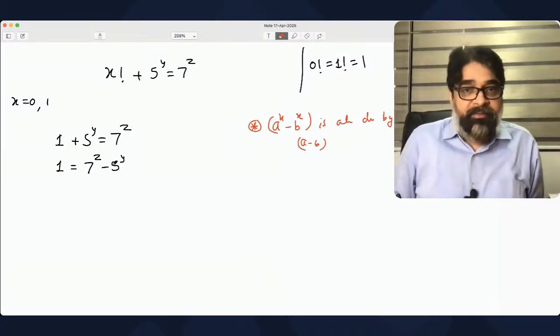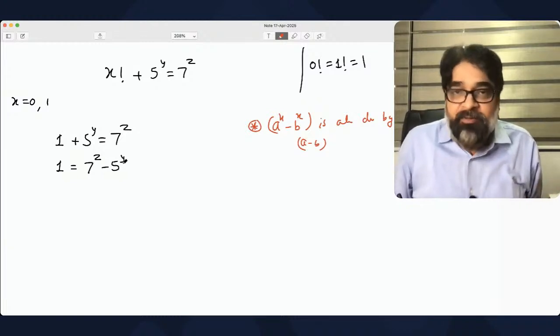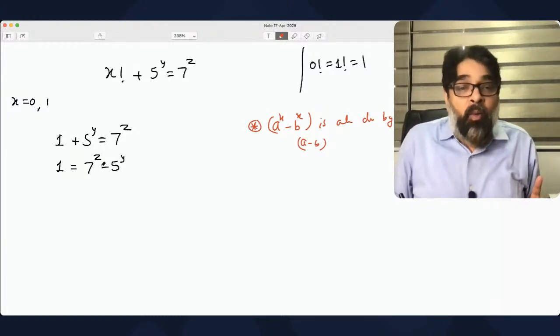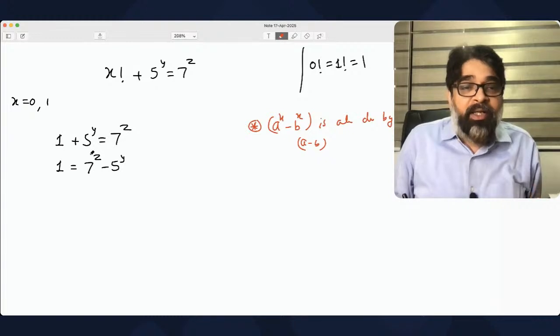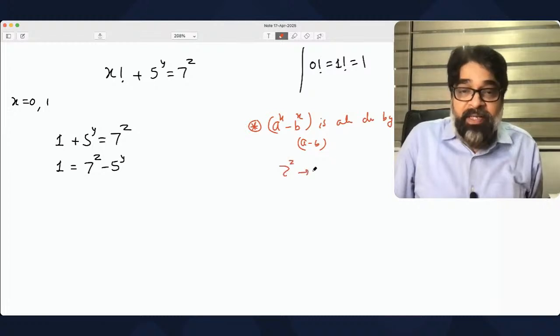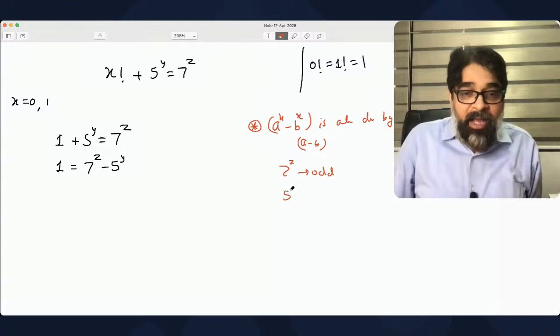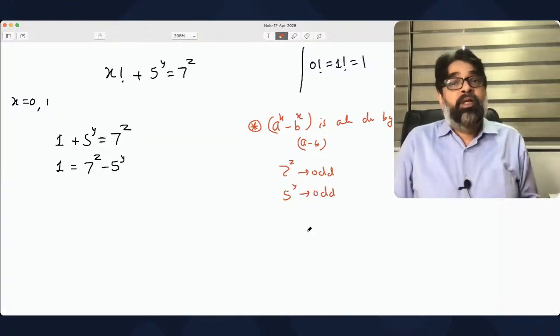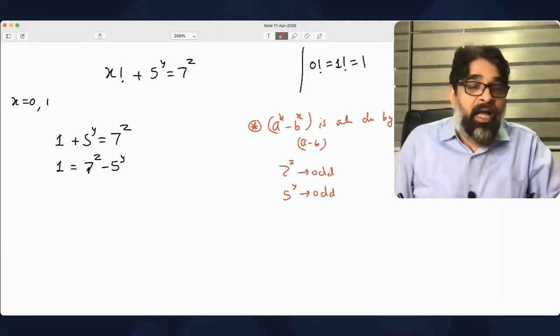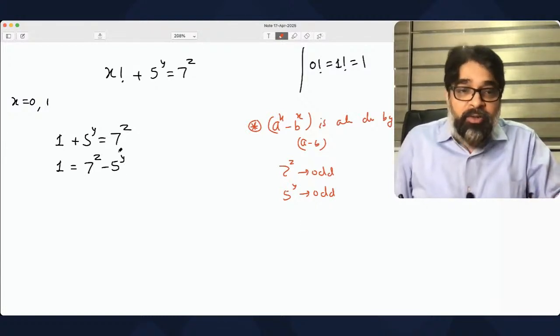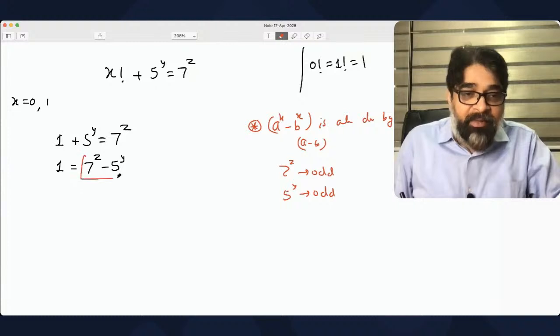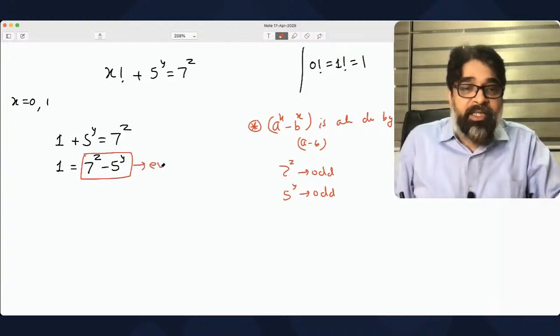But this is different: 7 power z minus 5 power y. Think carefully. Whatever the condition, this quantity will always be an even number. Why so? Because 7 power z is always odd, and 5 power y is also always odd. So this quantity will always be even.